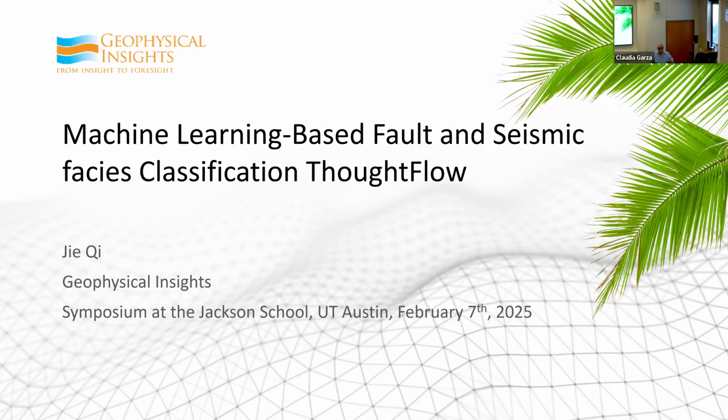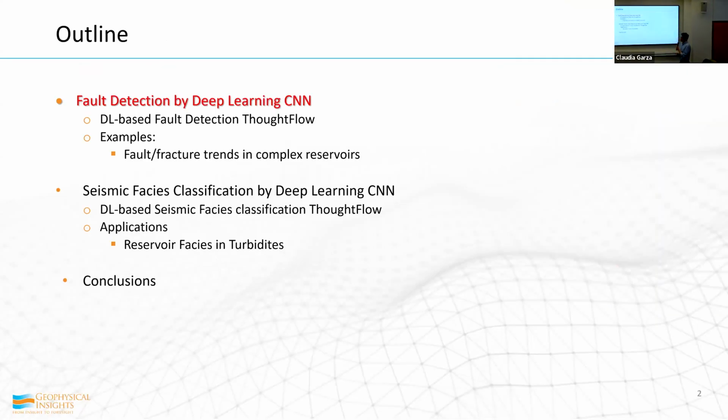Right, so next, I'm going to introduce our next two machine learning tools, which are machine learning based fault detection and also seismic facies segmentation. These are two applications for detection by deep learning, a convolutional neural network, which is what CNN stands for. And also for the facies classification, or what we call seismic feature extraction, that is also based on the convolutional neural network.